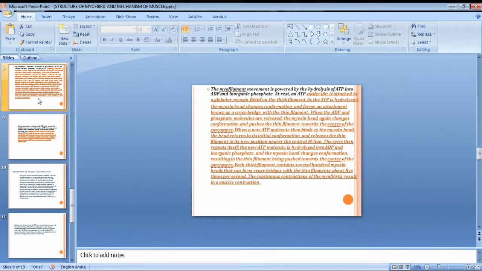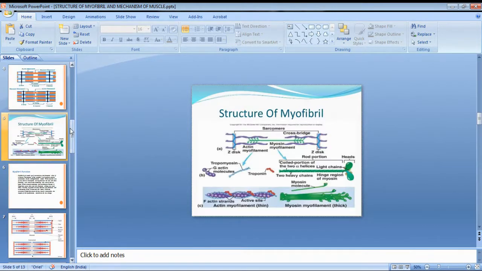At rest, an ATP molecule is attached to a globular myosin head on the thick filament, as the ATP is hydrolyzed. Okay, I will show you in the diagram. This is the globular part where ATP has been attached.